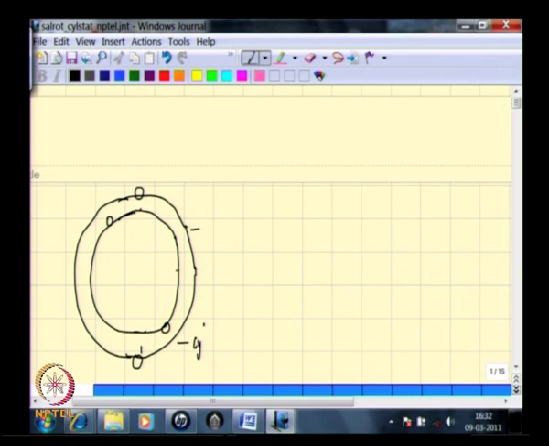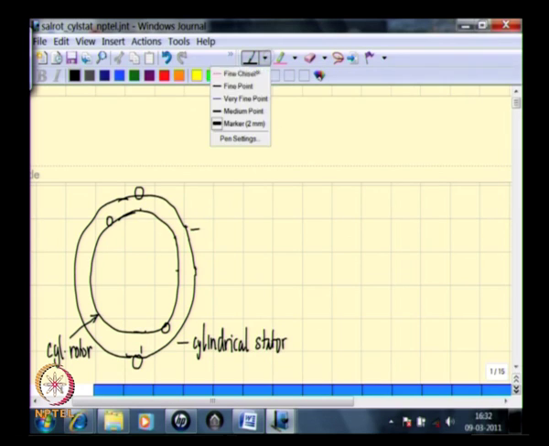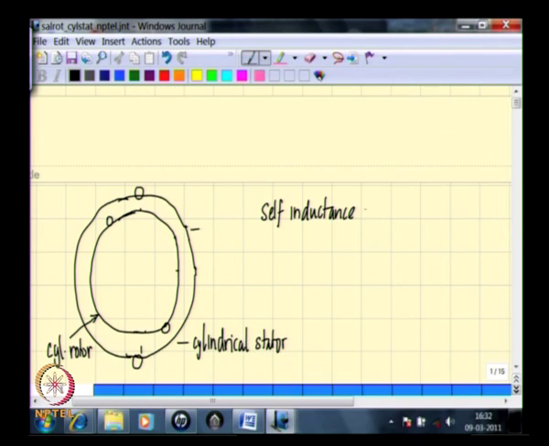This is your cylindrical stator, and then you have a cylindrical rotor, a coil on the cylindrical stator with one side lying here and another side lying here. We derived the expression for the self inductance of this coil, and we found that the self inductance of the stator coil is basically a constant. Similarly, we also derived an expression for the self inductance of the rotor coil, and we found that that was also a constant.